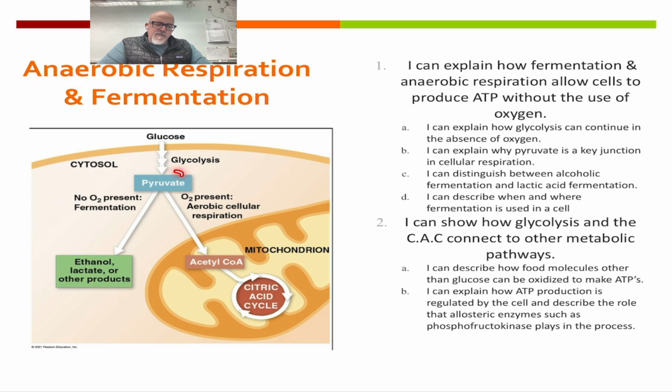Well, it's going to go from pyruvate, that's our juncture. At that junction, if there's oxygen, we know what happens. If there's not, then we're going to do fermentation. Depending on what you are, if you're a bacteria or a yeast, you might produce ethanol, so you might do alcoholic fermentation. Or if you're humans and mammals like us, you are going to do lactic acid fermentation.